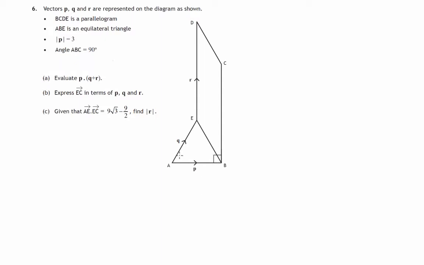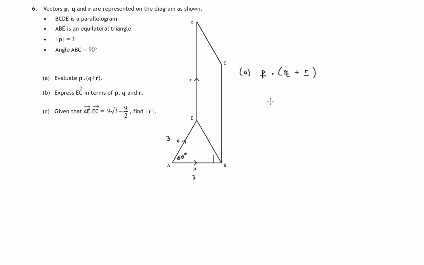Now remember, the angles in an equilateral triangle are all 60 degrees. So we've got lengths of 3 for each of these sides and an angle of 60 in there. And we're told angle ABC is 90 degrees. So part A, let's have a look at this. Evaluate P dot (Q plus R).